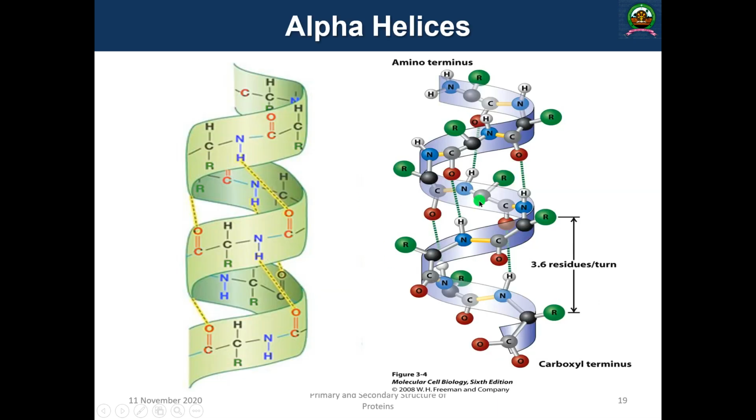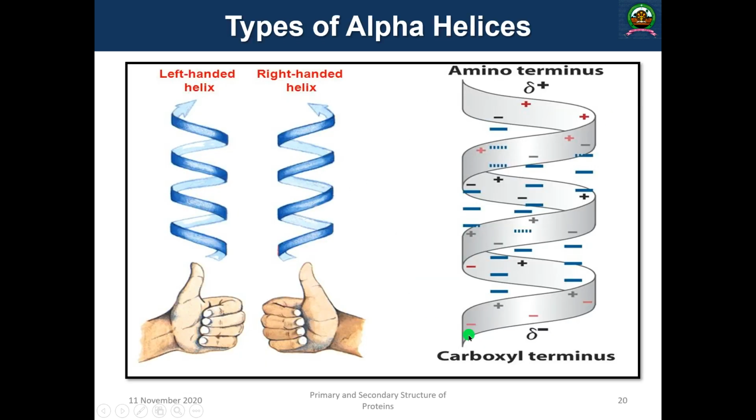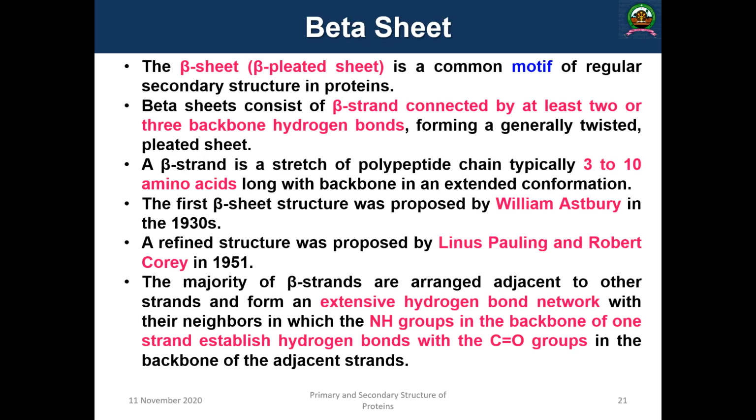Okay, and the conformation is the same thing, and typically it will be a right-handed helix. Left-handed helix is very rare. So this is all about alpha helical structure. Then beta sheet structure. The next important type of structure is known as beta pleated structure. Simply call it a beta sheet. Okay, there is a pleated.